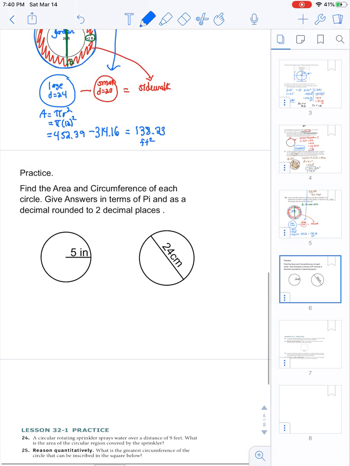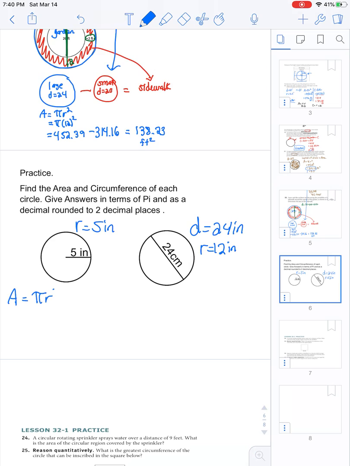Little last minute practice of just using our two formulas. And always pay attention to what information you're given. In the first circle, I have a radius of 5 inches. In the second circle, I have a diameter of 24 inches. If the diameter is 24, then the radius is 12. I want to find my area using pi r squared and my circumference using 2 pi r, but I do want to give the answers in two different ways. First, I want an exact answer in terms of pi, and second, I want a decimal answer rounded to 2 decimal places. I still want you to use the pi button so that the decimal answer is more accurate.